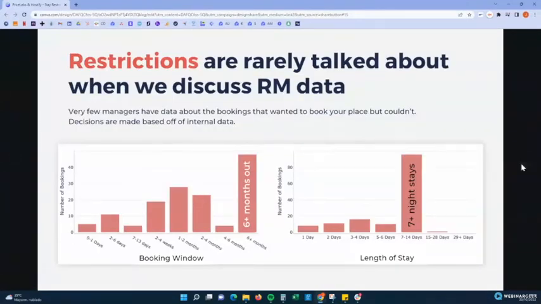Restrictions are rarely talked about when we discuss RM data, and this is very important. I will explain this graph because some people get confused. You see the 6 month and the 7 night stays. Imagine you are looking at a graph of your own properties' data, and you see the majority of your bookings are 2 to 4 months or 1 to 2 months, and you have a lot of 3, 4, 5 or 6 days, but maybe not a lot of 7 days, or not a lot of people booking more than 6 months in advance.